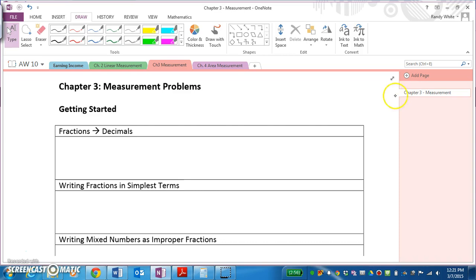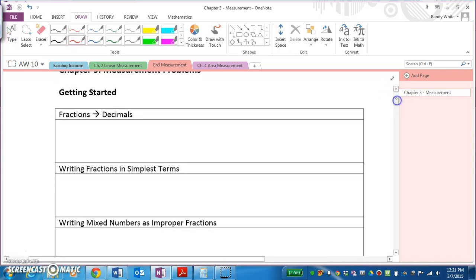So what we're going to do today is a little bit of review of fractions and decimals. Now what you need to remember is that a fraction and a decimal are the same thing, just in different formats. So just like you can have a Dodge truck, you can have a Chevy truck, both are trucks, just different types, right? So same thing here.